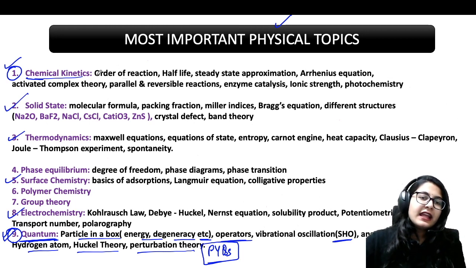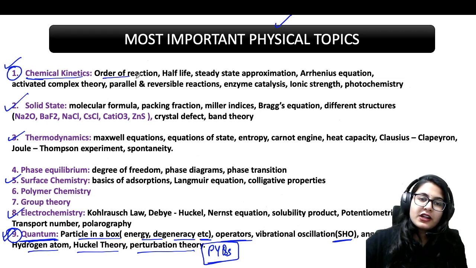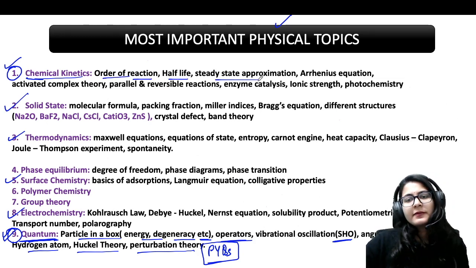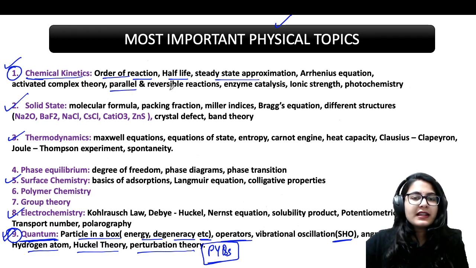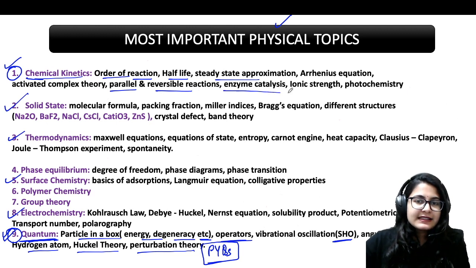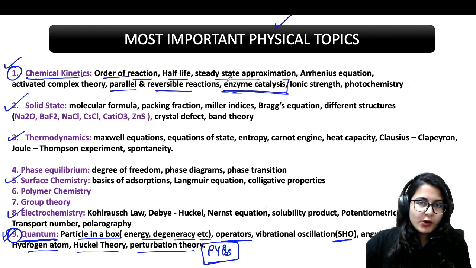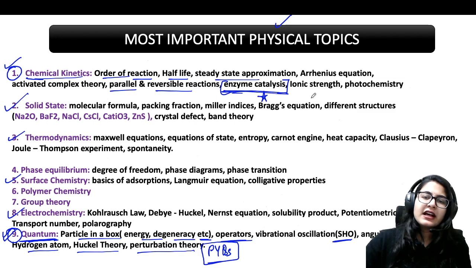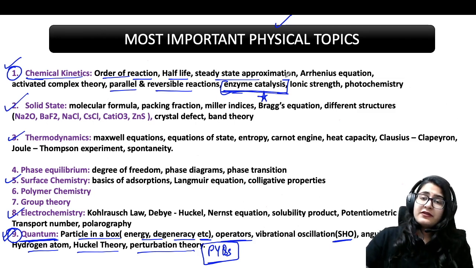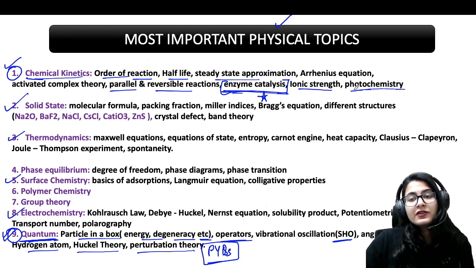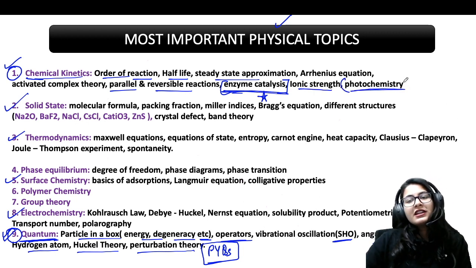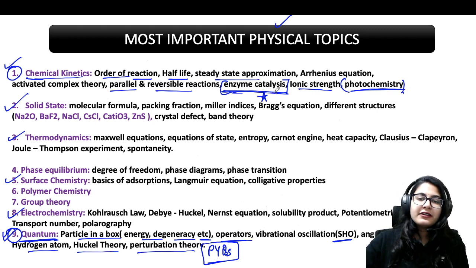So yes, in the chemical kinetics you're getting order of reaction, very simple, half life, steady state approximation, फिर Arrhenius equation, activated complex theory, parallel and reversible reaction, enzyme catalyst, super important. Enzyme catalysis, always it is being asked without any disappointment, ये हमेशा आता है. Ionic strength also, a little bit of photochemistry if you can, right? If you have enough time तो ये भी थोड़ा देख लेना.